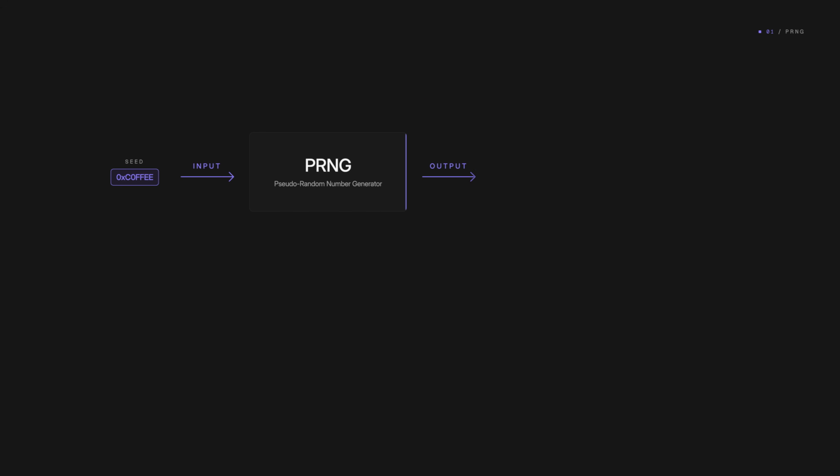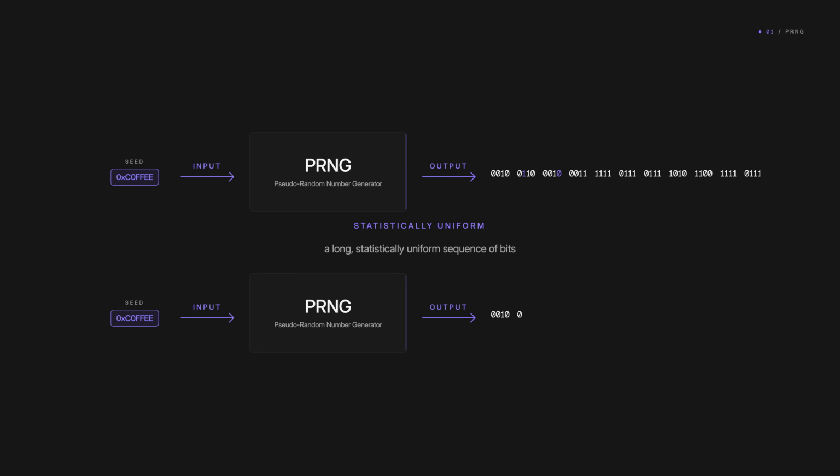Every modern operating system ships with a pseudo-random number generator, a PRNG. It's just an algorithm. You feed it a starting value called a seed, and it produces a long, statistically uniform sequence of bits. Run it again with the same seed, and you get the exact same sequence. That's why it's called pseudo-random. It looks random, but it's completely deterministic. PRNGs are great for simulations, games, or any situation where you just need numbers that spread evenly. But for cryptography, they have a fatal weakness.